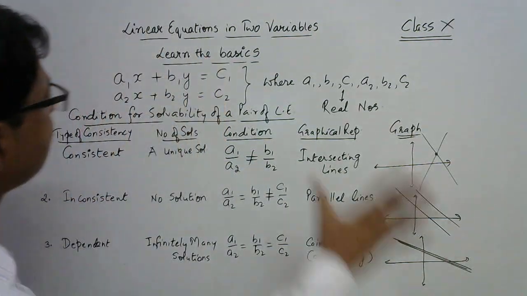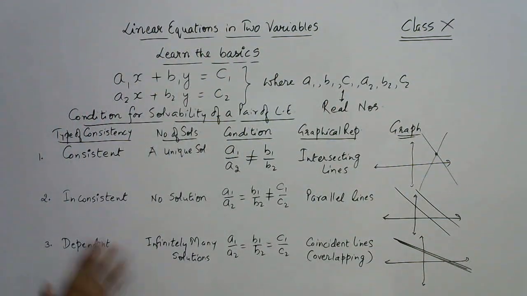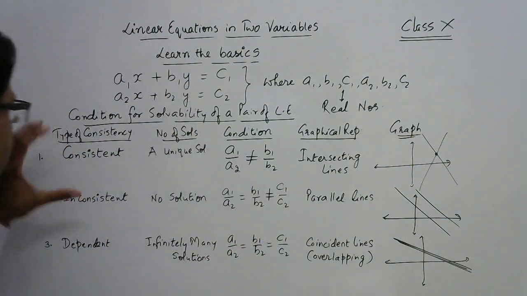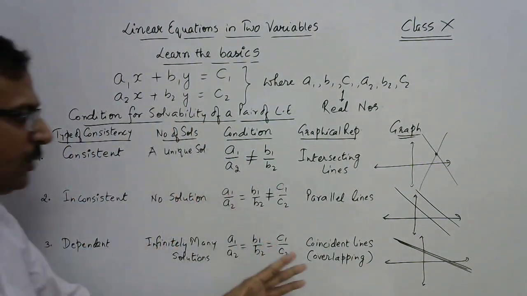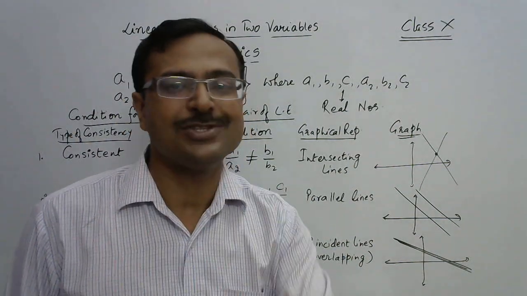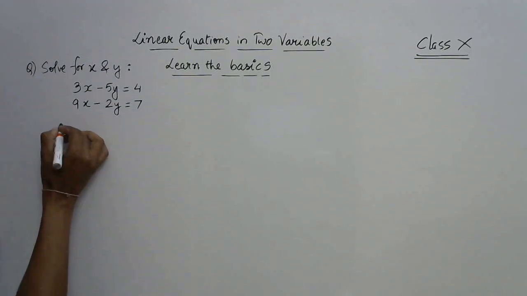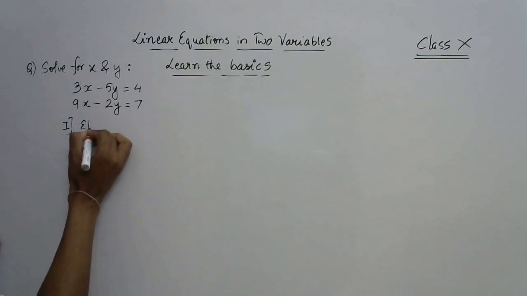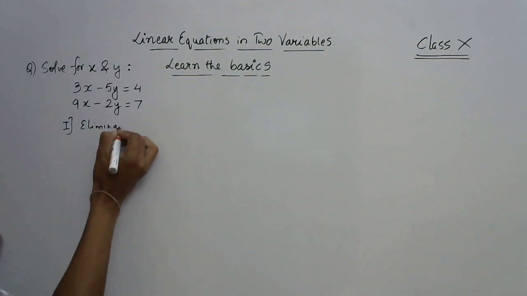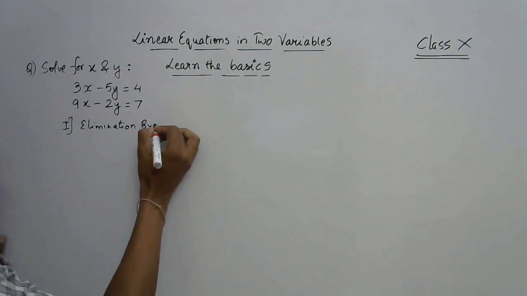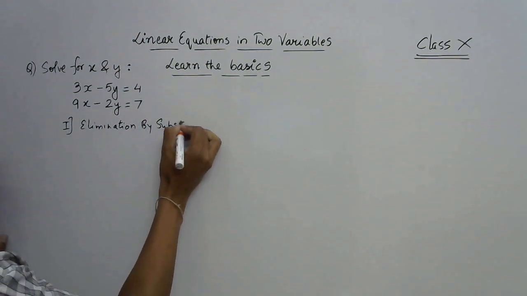So friends, this is the basics. This forms the base of this chapter. And any student who is appearing for board exams should know the basic conditions of solvability of a pair of linear equations. Only then can we pursue this chapter properly. Now, methods of solving this. The first method which I am going to take up is elimination by substitution.